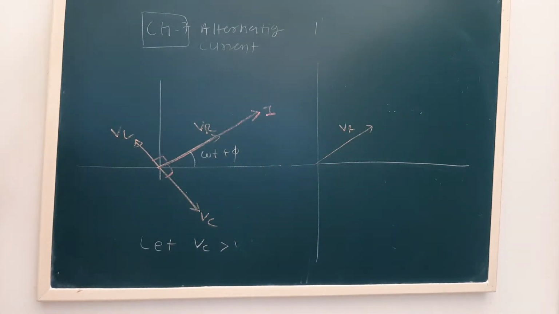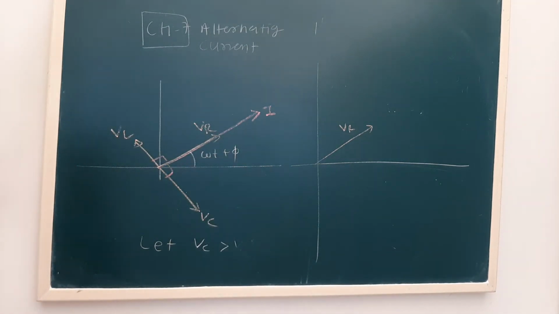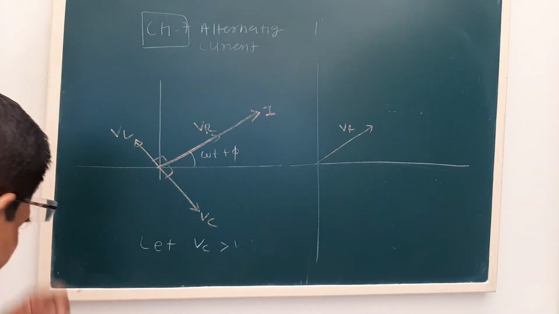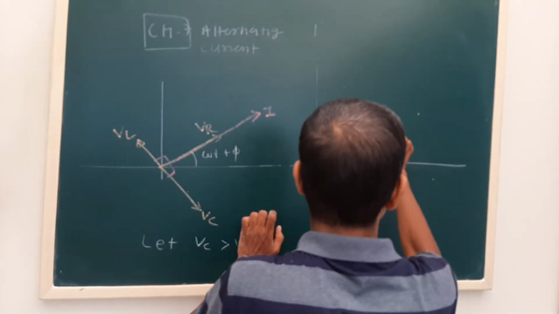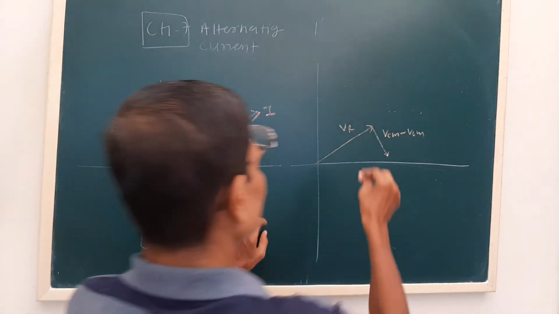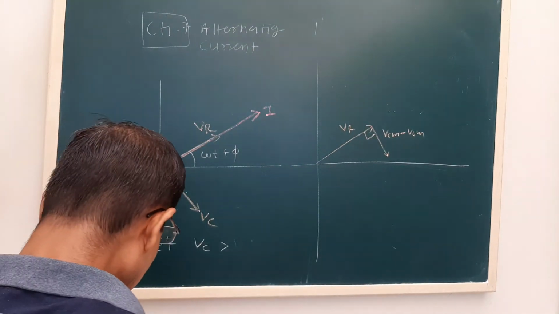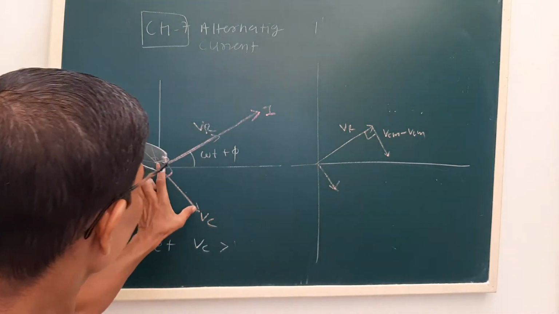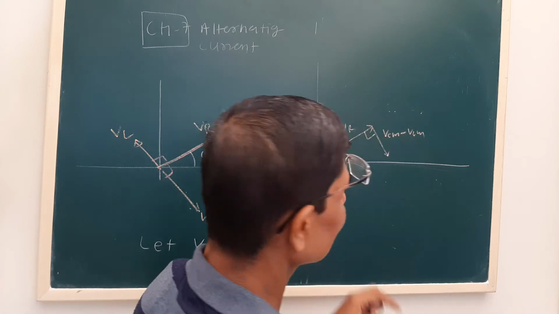Now we have seen earlier the advantage of phasors: being vector quantities, they can be shifted keeping their magnitude and direction the same. Here this will be VR, and this we can write as VCM minus VLM. Again they will be at right angle to each other. This is actually the phasor VC minus VL, but what we have done is shifted it. So see the triangle law.